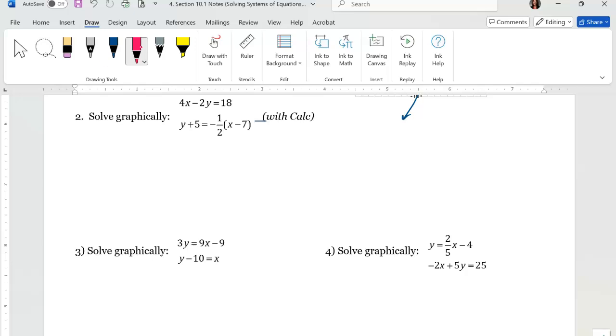Now, one thing that's really, really important when you use your calculator is that everything needs to be solved for y. It doesn't necessarily have to be in any specific form. It just has to have y on one side by itself. So this first equation, we already solved this for y. So that was 2x minus 9 from above. And then this one, if I solve it for y, I can get y alone just by subtracting 5 over to the right side of the equation. So I'm not even going to worry about distributing that -1/2.